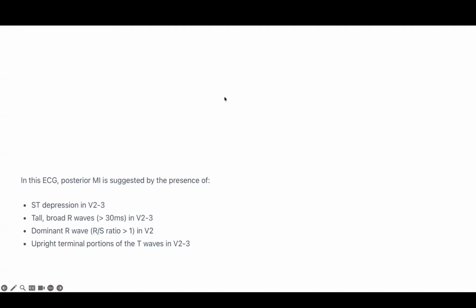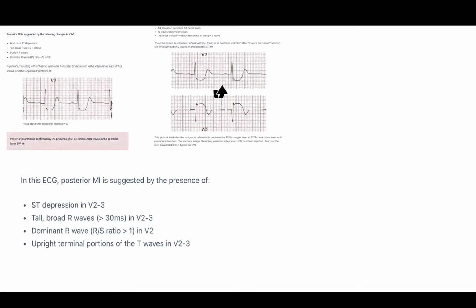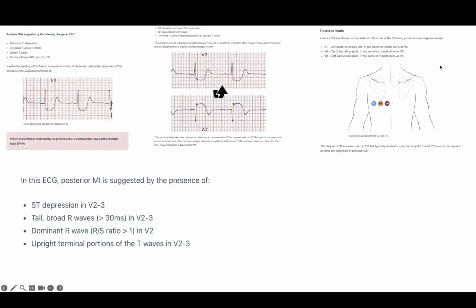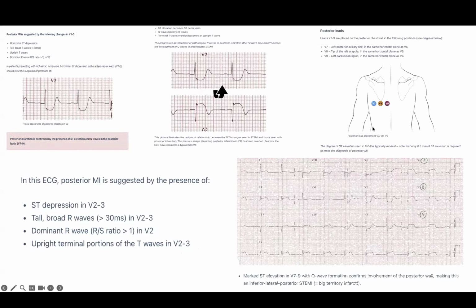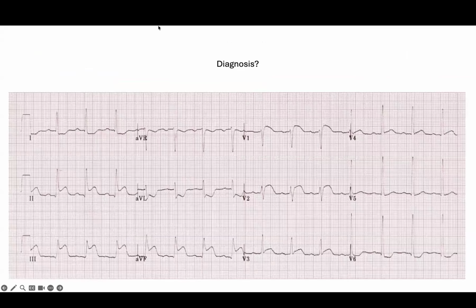So it's basically a posterior wall MI. It's characterized by ST depression in V2 to V3, tall broad R waves in V2 to V3, dominant R wave in V2, and the terminal portions of T waves in V2 to V3 are upright. In this scenario, you need to take the posterior leads, that is V7, V8, and V9. When you get that ECG strip with the posterior leads, you will be able to elicit ST elevations. So I think two people got a good answer here.